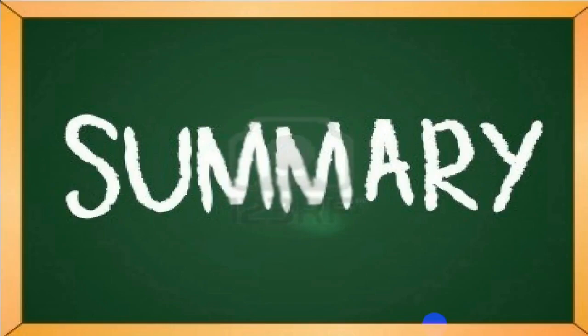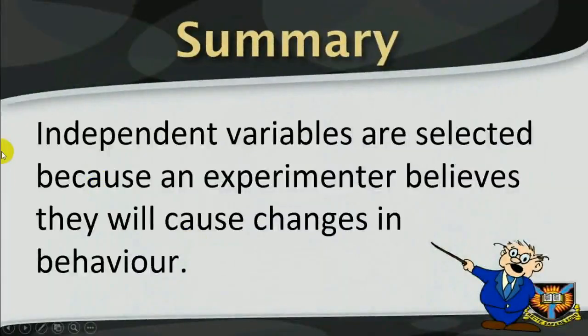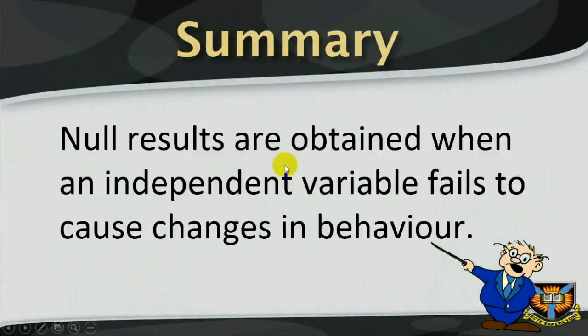Study session summary. In this study session, we discussed that independent variables are selected because an experimenter believes they will cause changes in behavior. Null results are obtained when an independent variable fails to cause changes in behavior. Null results can have more than one interpretation. This implies that experimenters must be careful to produce a strong manipulation of the independent variable.